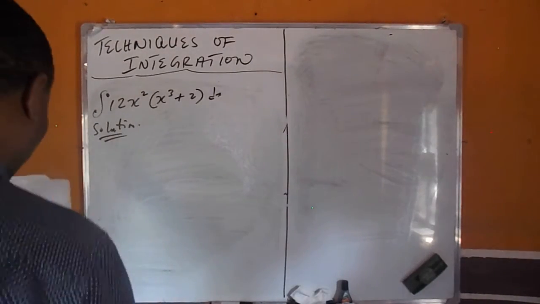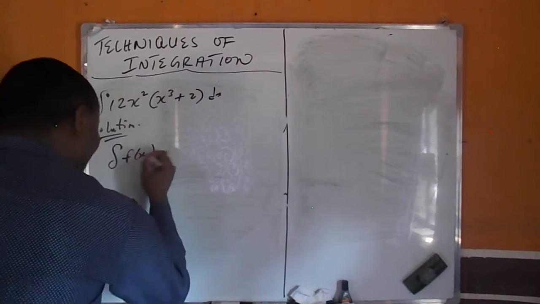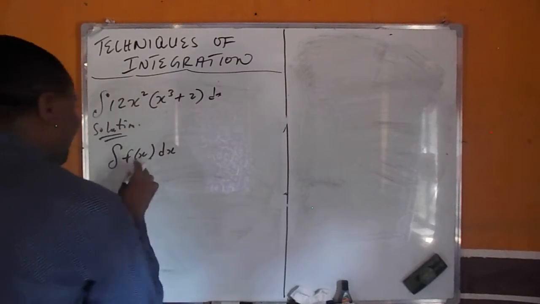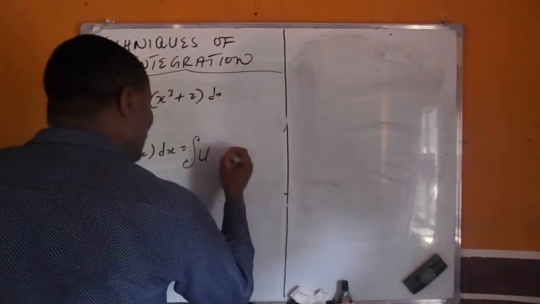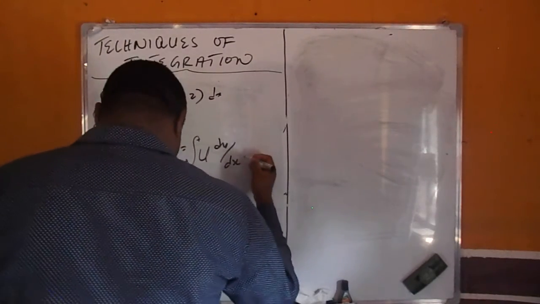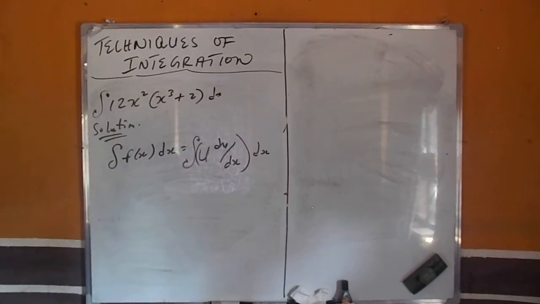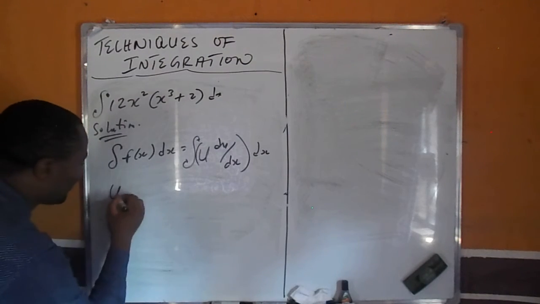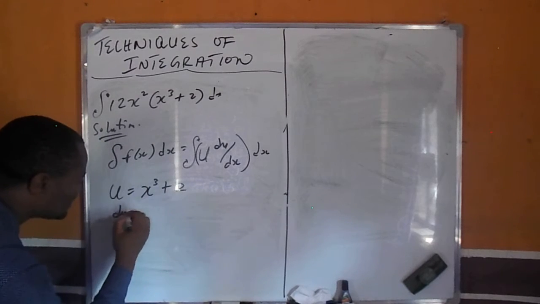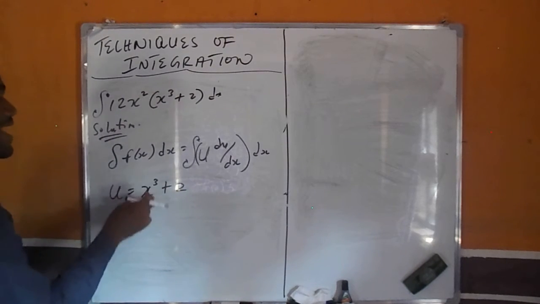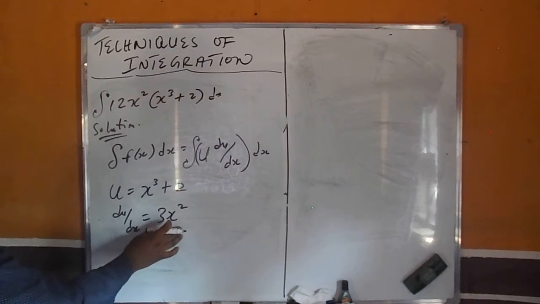Now, how do we solve this? The first thing you have to know here is that integral f of x dx equals integral f of u du all over du/dx. Now, if we have this, what is our u? The first thing is to identify our u equals x cubed plus 2. Then what is the du/dx here? When you differentiate this, it will give you 3x squared. That is our du/dx.